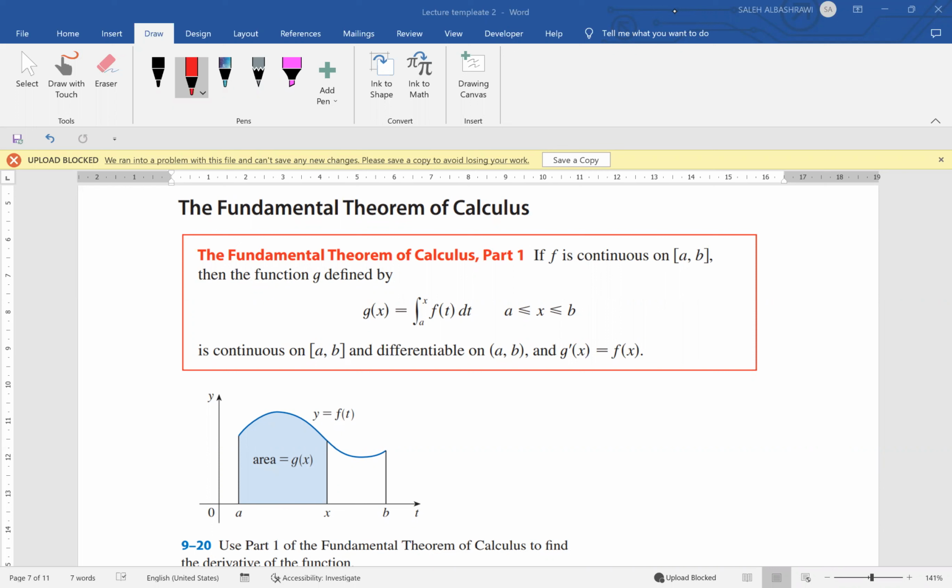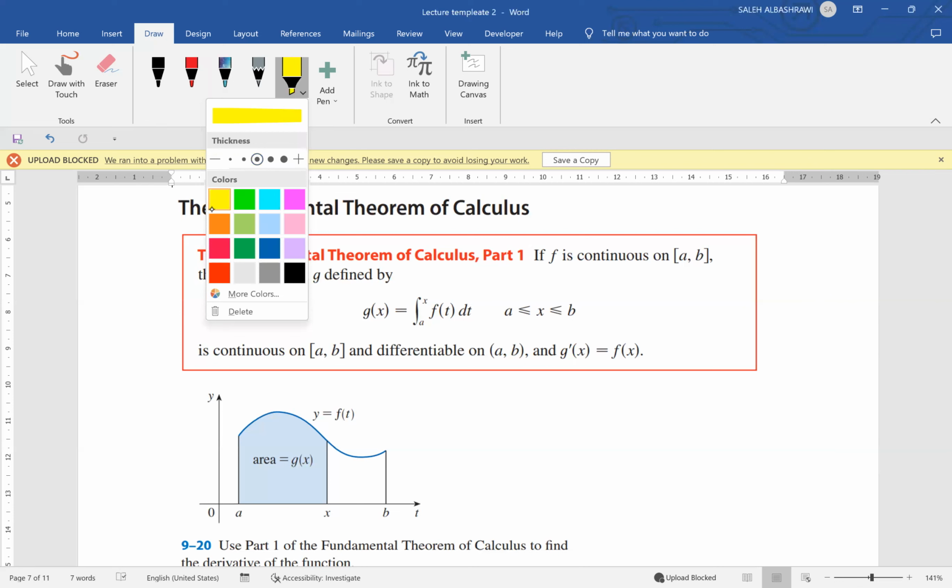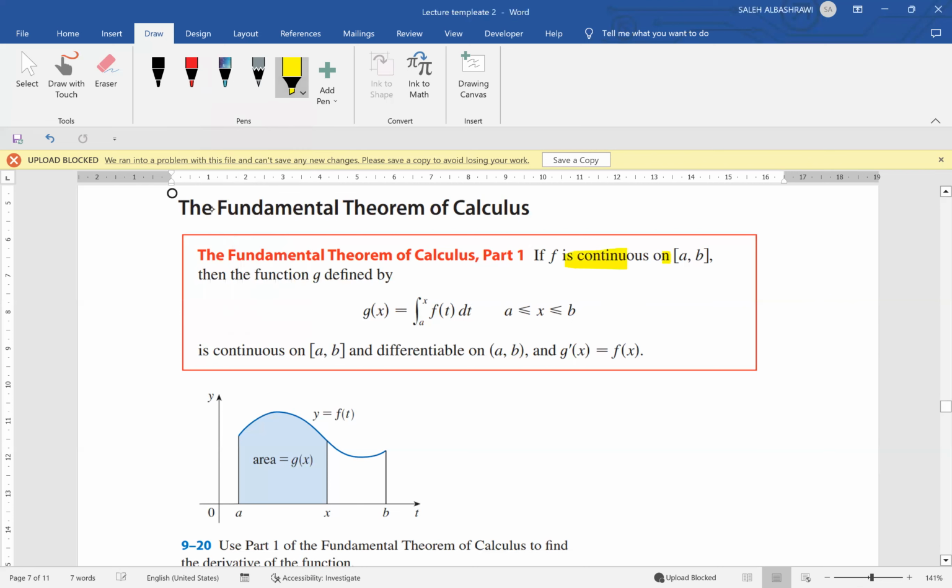In part one, we say that if f is a continuous function on a given closed interval a to b, then the function g defined by g of x equals the integral from a to x, where x is any value between a and b, of the given function f of t dt, is continuous on [a, b].